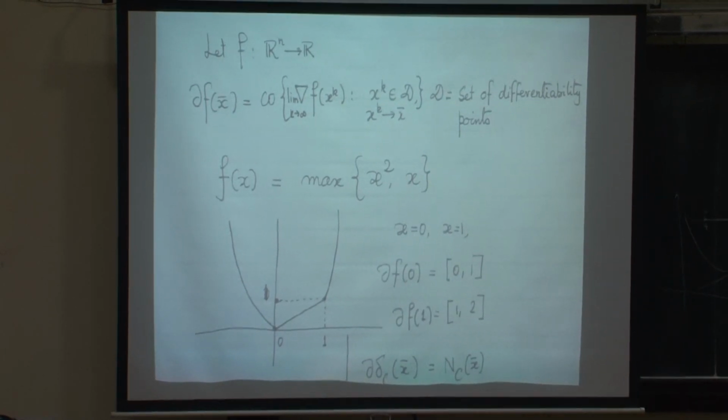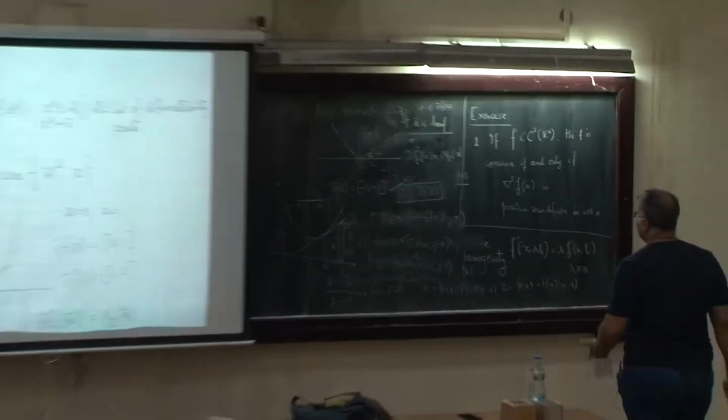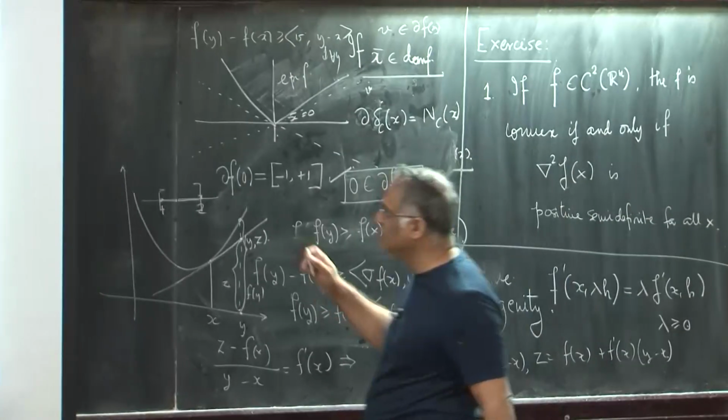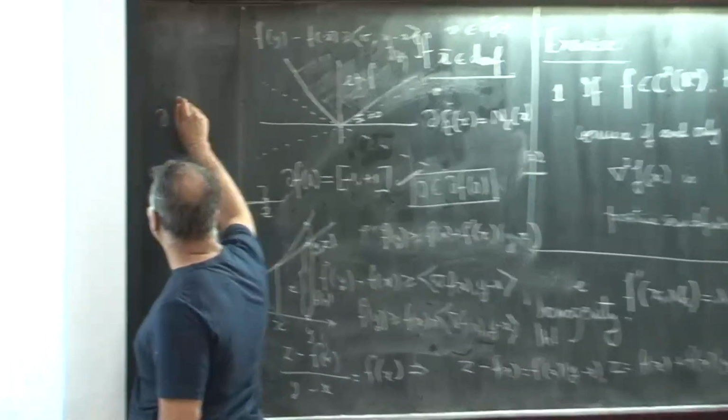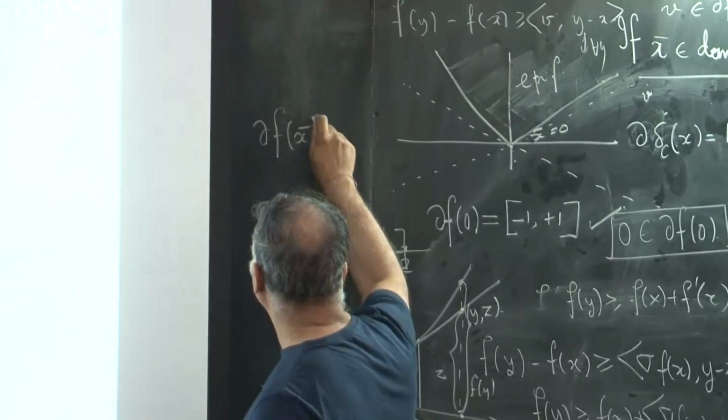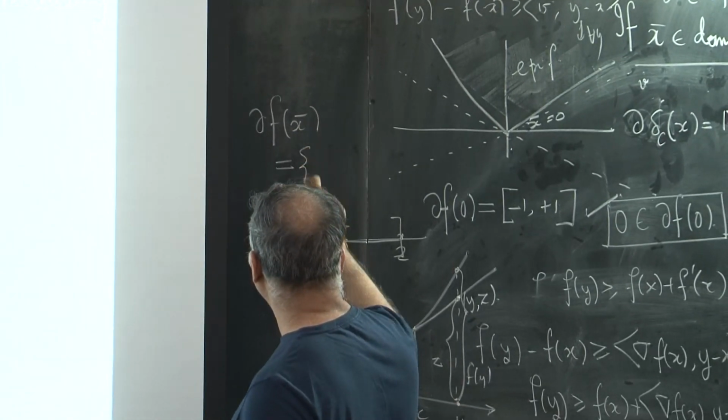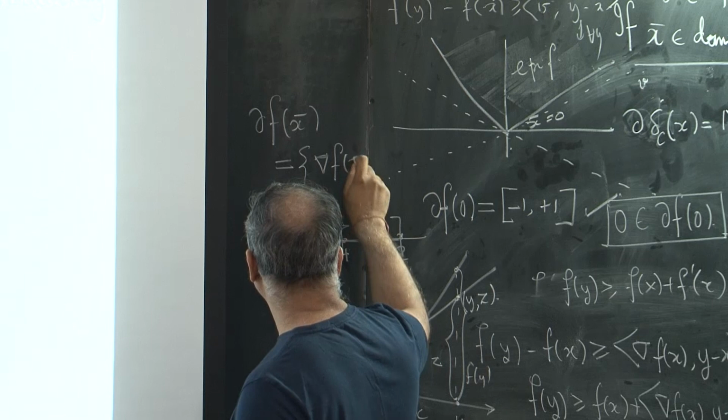In fact, I will give you as an exercise the following, which we will write after the end of this class, that if a convex function is differentiable at a given point x bar, then the subdifferential contains nothing but the singleton set containing the derivative at x bar.